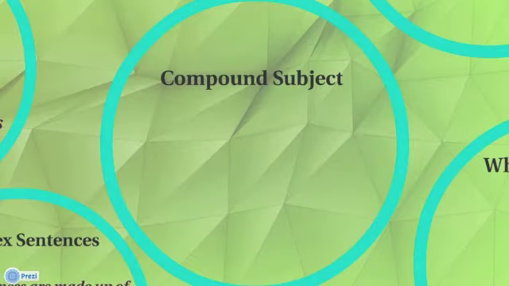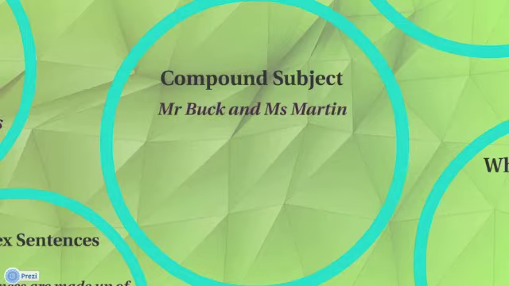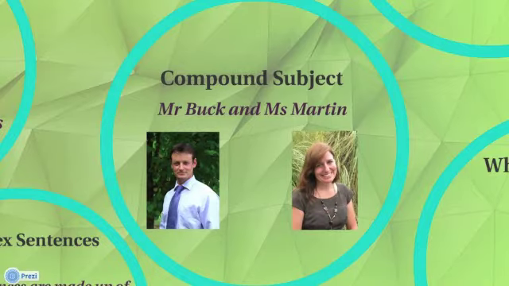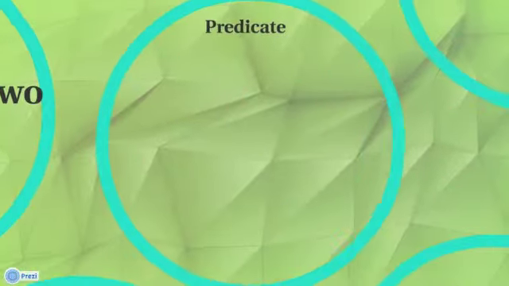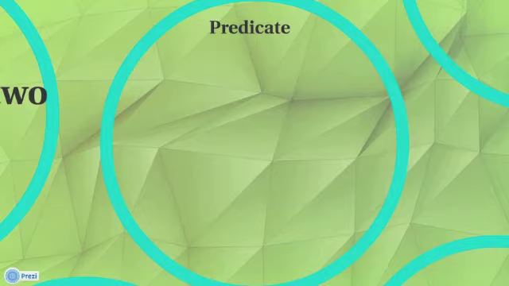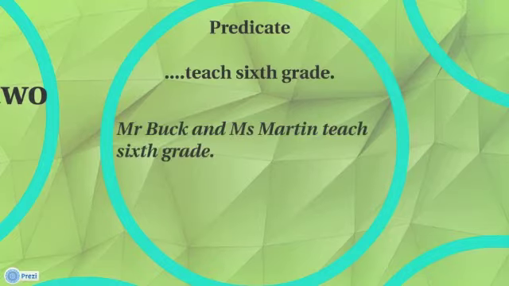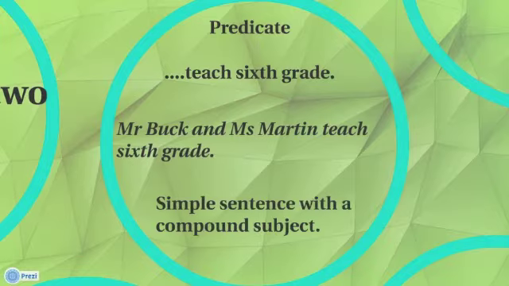Now let's take a look at a compound subject. A compound subject means that there's more than one subject. And so we're going to look at Mr. Buck and Ms. Martin. So let's add a predicate to our compound subject. Teach 6th grade. So we now have Mr. Buck and Ms. Martin teach 6th grade. This is a simple sentence with a compound subject.